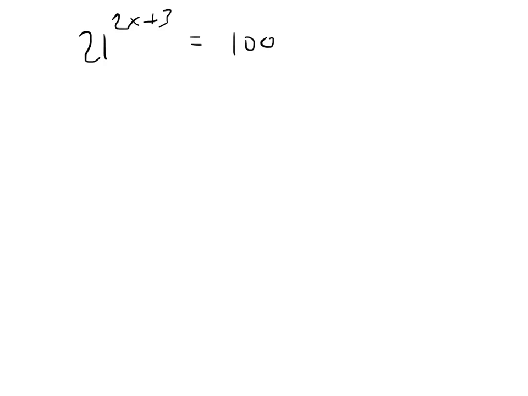Now our final example is a little bit more complicated, because when we look at our exponent, we have a binomial up there. We have 2x plus 3 instead of just something to the x. So remember, first step is to take the natural log of both sides. So I'm going to take the natural log of both sides.